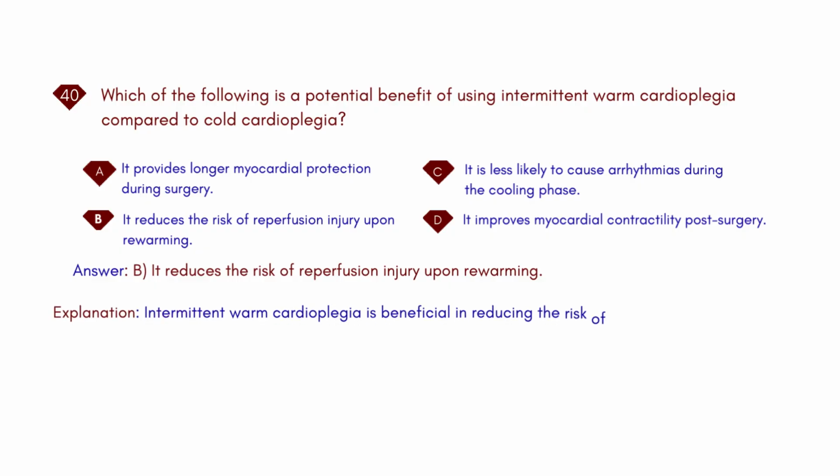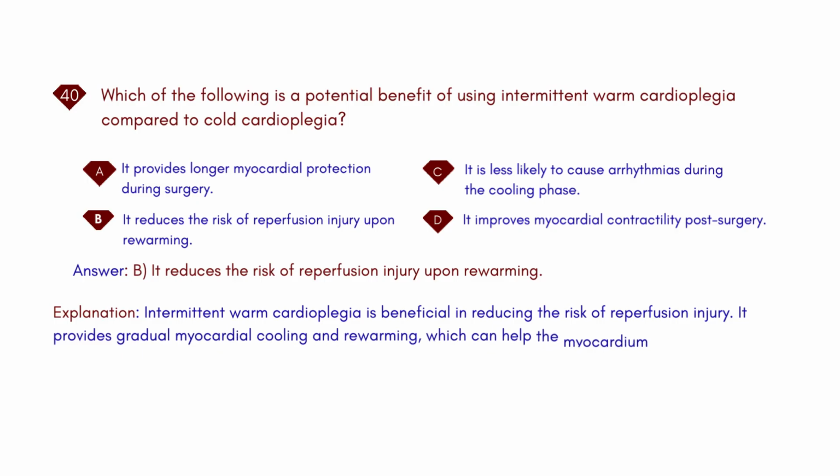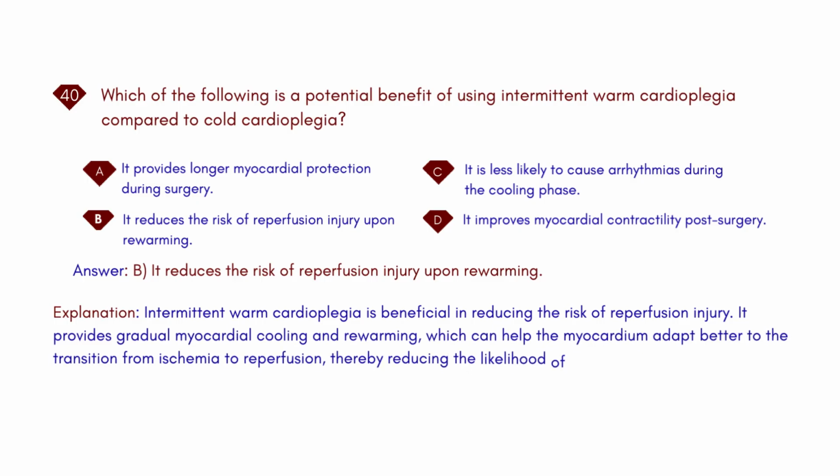Explanation: intermittent warm cardioplegia is beneficial in reducing the risk of reperfusion injury. It provides gradual myocardial cooling and rewarming, which can help the myocardium adapt better to the transition from ischemia to reperfusion, thereby reducing the likelihood of reperfusion injury.